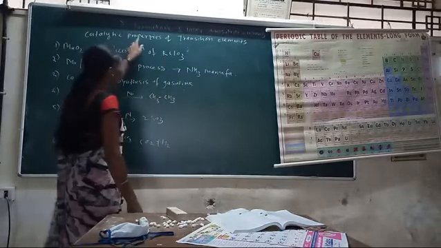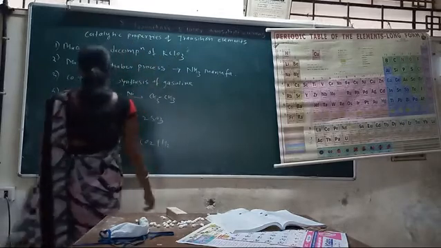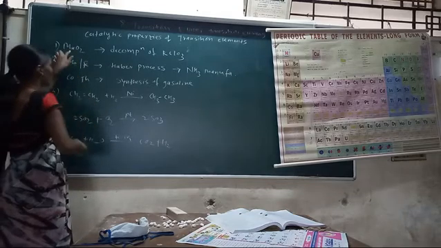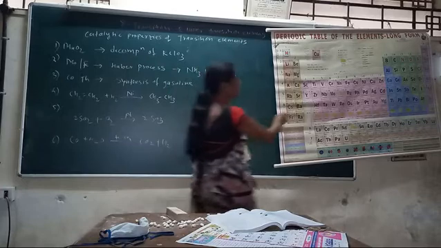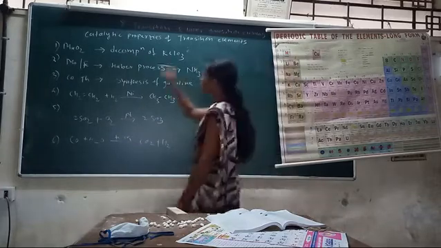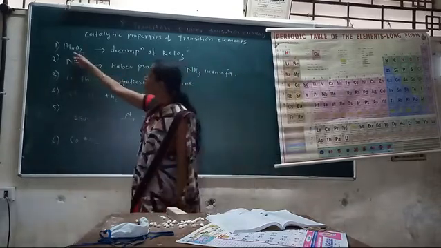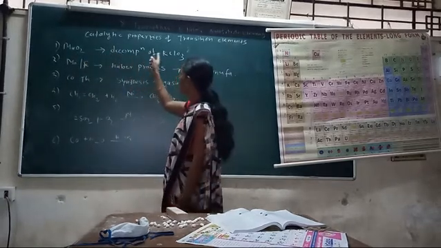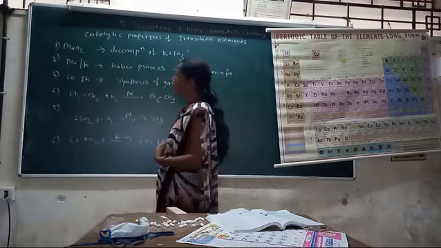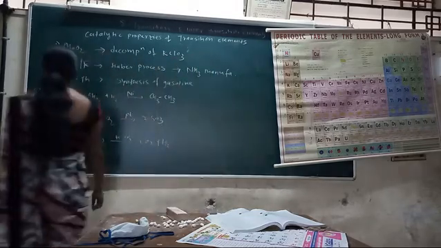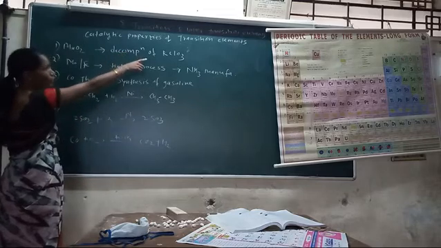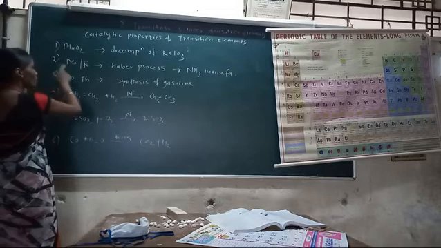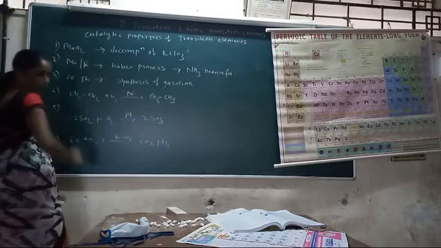The catalytic property of transition elements: first is manganese, Mn. Mn is a first transition element. The compound MnO2 is used as a catalyst for the decomposition of KClO3. Then second is Fe in the presence of molybdenum.